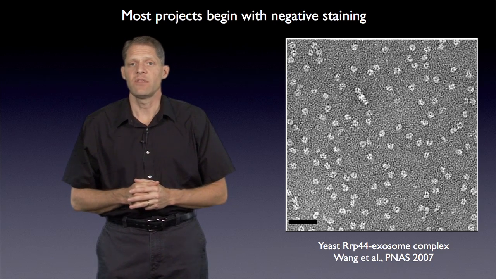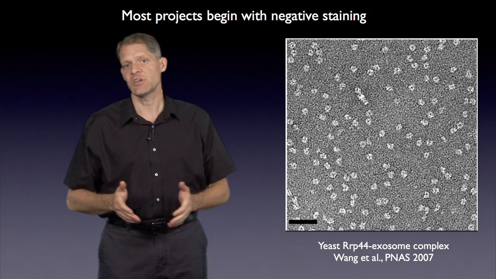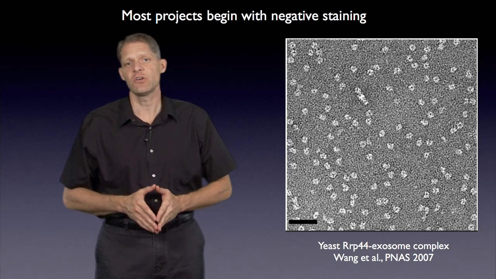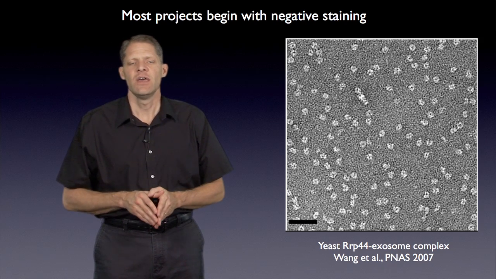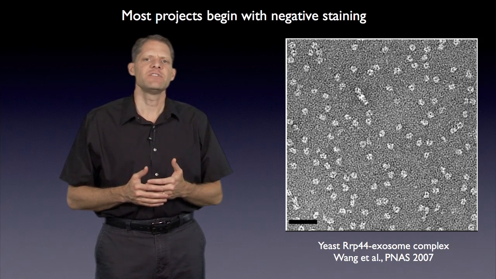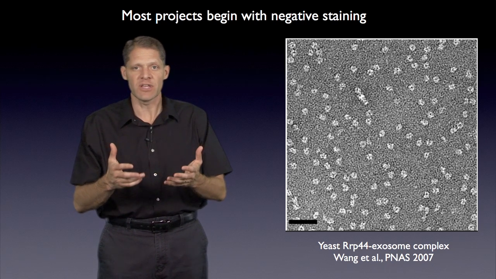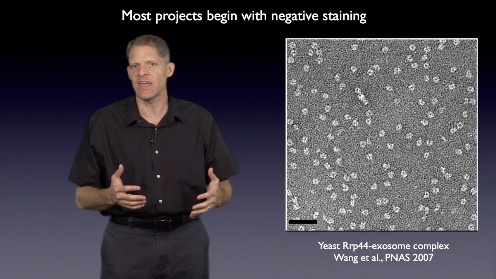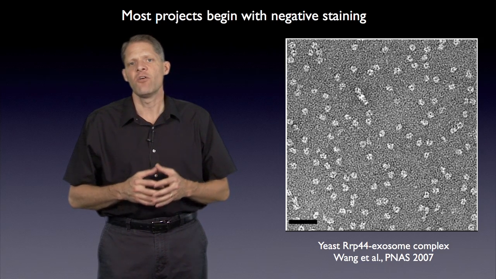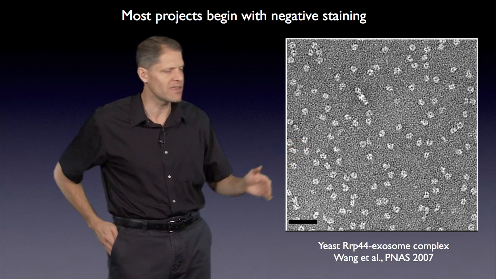Another variable that can be played with is which negative stain is used. The most common is uranyl acetate, but you can also try phosphotungstic acid and others. So preparing a good negatively stained grid is often trial and error. You try different kinds of grid surfaces, different kinds of buffers, and different kinds of negative stain, and hopefully in the end you'll find a good condition that gives you nice clean pictures like this.